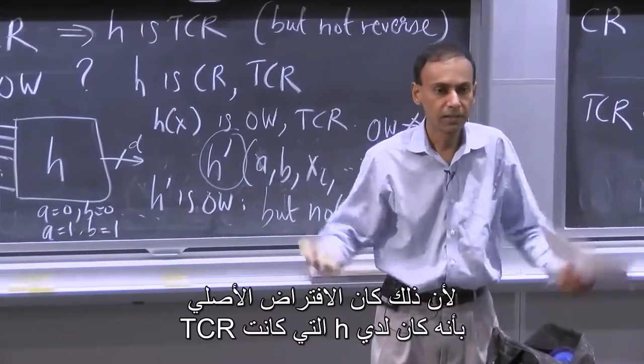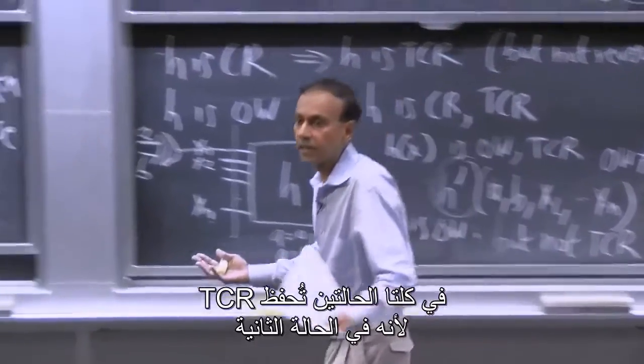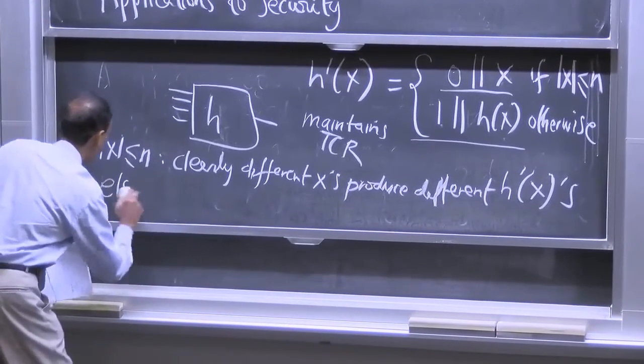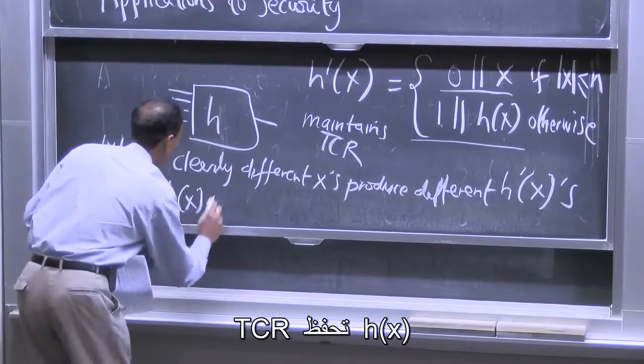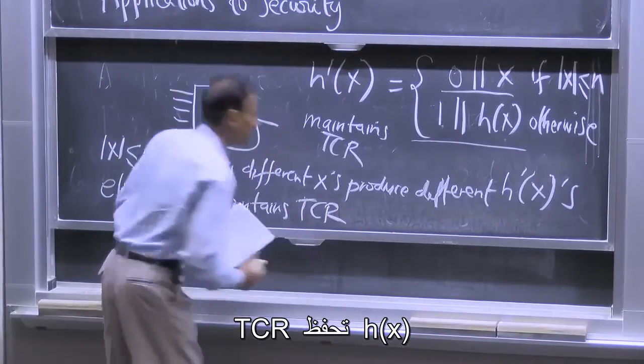Right? So that's easy. And for the other case, well, I assumed that h of x was TCR. Correct? Because that was the original assumption that I had the h, which was TCR. So in both cases, TCR is maintained, because else h of x maintains TCR. All right?